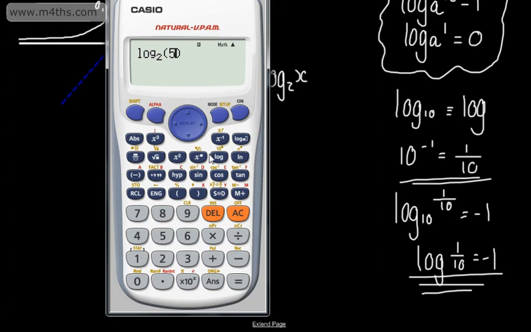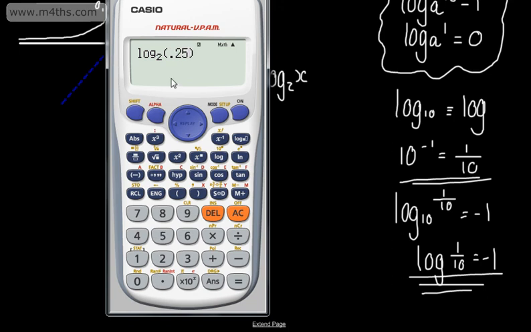Yet if I put in here log to the base 2 of 16, what power do I need to raise 2 by to get 16? Well, the answer is 4, and we know that because 2 to the 4th is 16. So hopefully you can see how we can work between these. I'll just put another one in, see if you have got anywhere with this.